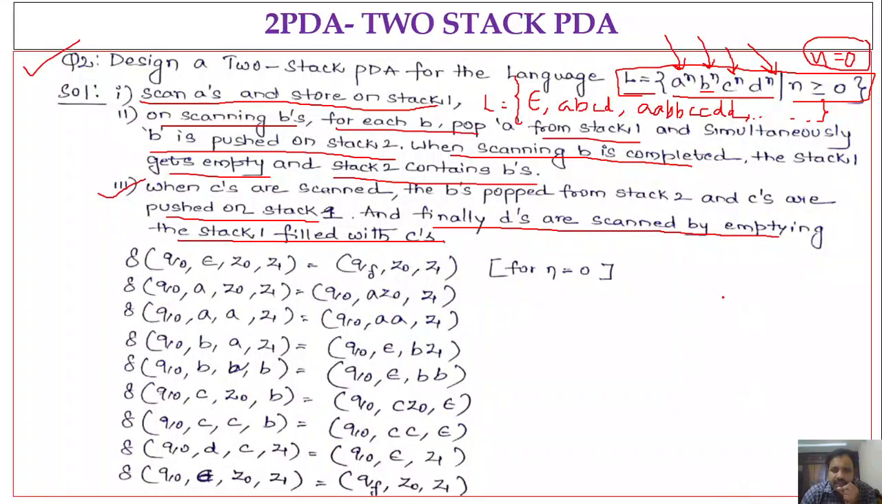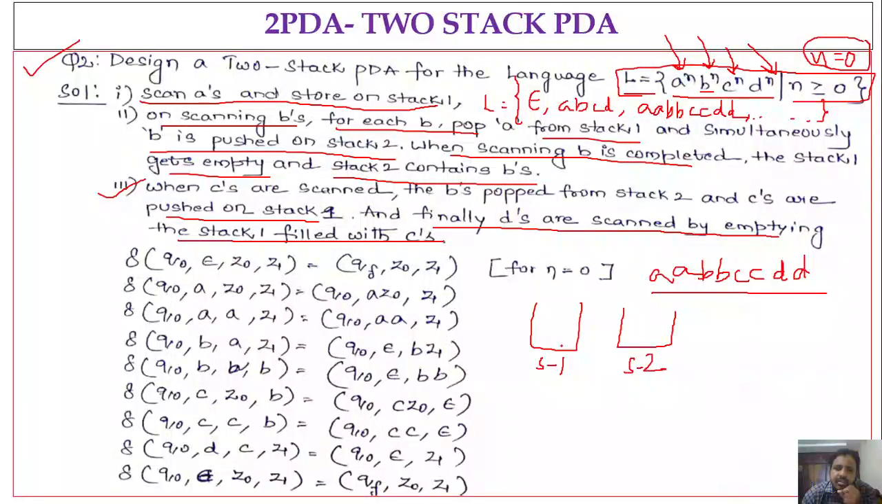Okay. So let me explain with one example here. My string is a, b, b, c, c, and d, d. Okay. So we have to compare all these, right? So how can we do? So first, we are taking the stack 1. Let me say stack 1, and this is stack 2. Okay. So initially the stack 1 is having something like Z0.